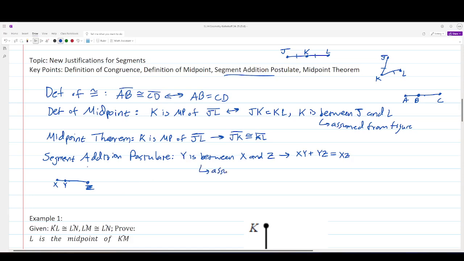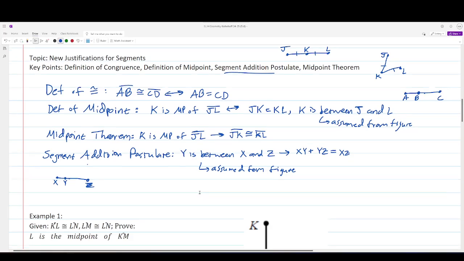Again, this is typically assumed from a figure rather than explicitly stated within the proof. It certainly could be, and if we were being very rigorous about our proofs, we would want to claim in a statement that Y is between X and Z, and our reason for that would be that we assume it from the figure. We're not going to be that rigorous. We're not going to include that step in our proof, but we certainly could if we wanted to.